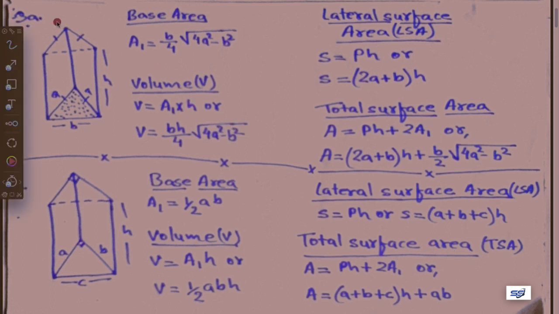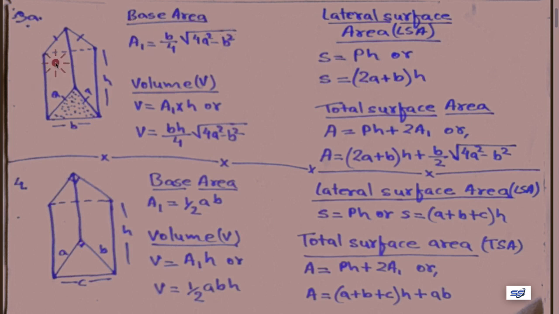Now, next figure here. Given to us, this is also a figure of a prism. Now, in this figure, we will find the base area. To find the base area of this figure, we'll use the next formula, that is A1 area is equal to b upon 4 into root under 4a square minus b square. This is the formula for finding the base area of this prism.